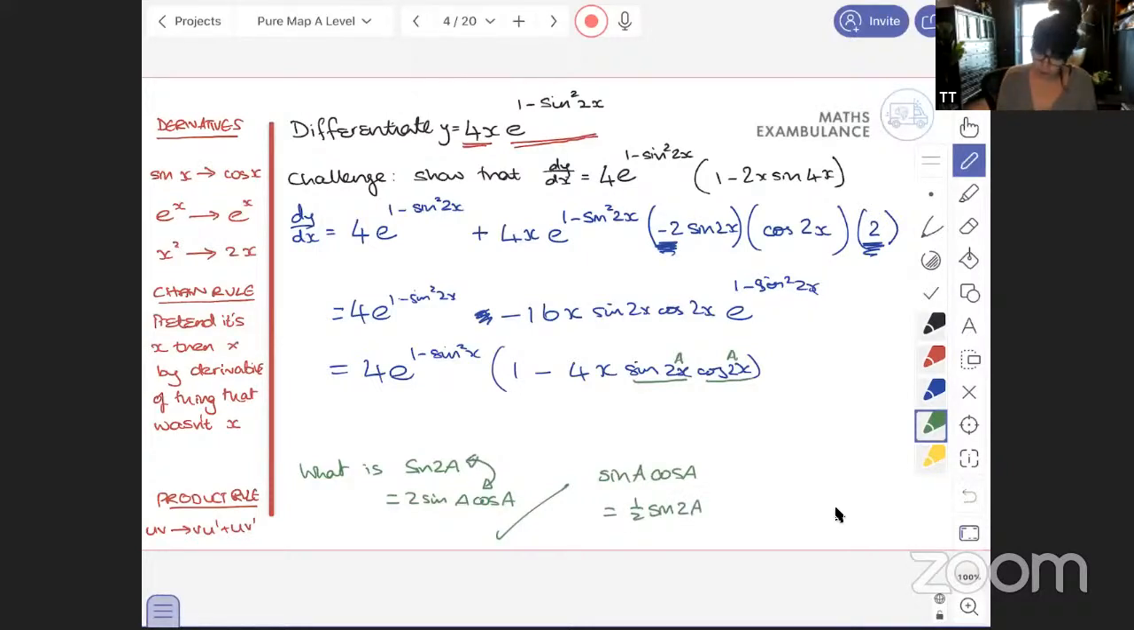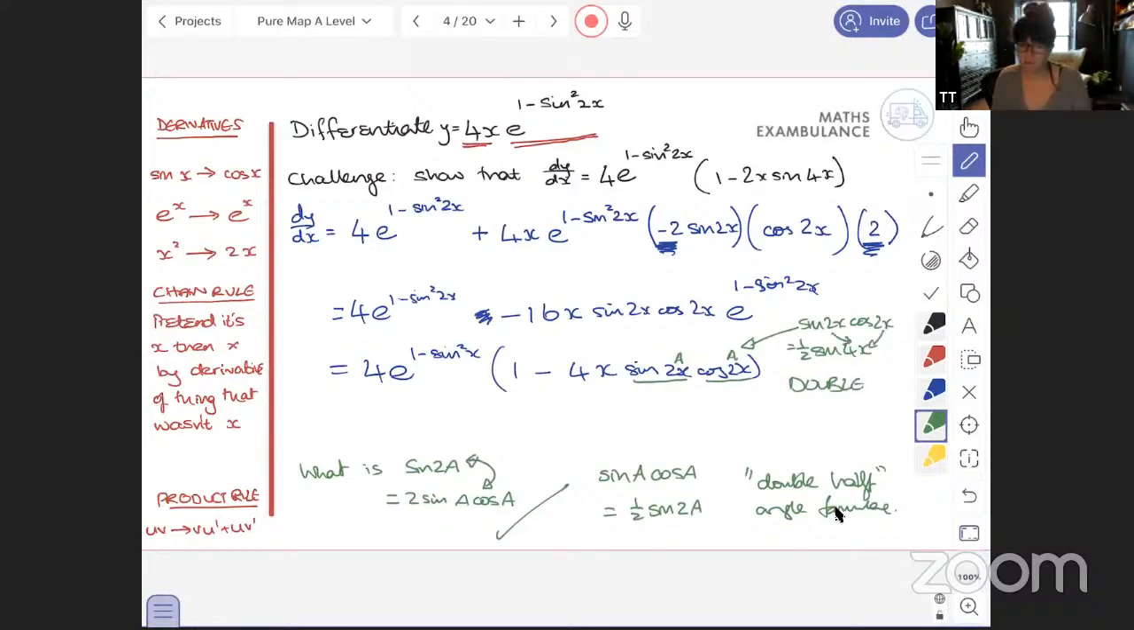Now this is why I call these the double halves, the double half angle formula, because students only learn them in one direction. They learn that sine 2a is 2 sine a cos a, but they don't learn that sine a cos a is a half sine 2a. So using that here, sine 2x cos 2x is 1/2 sine 4x.